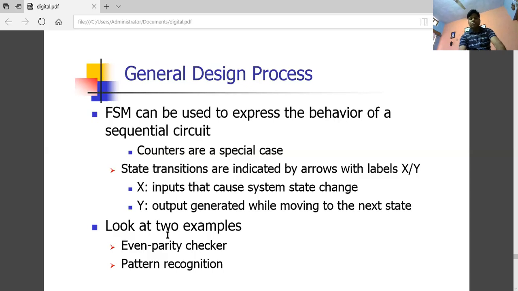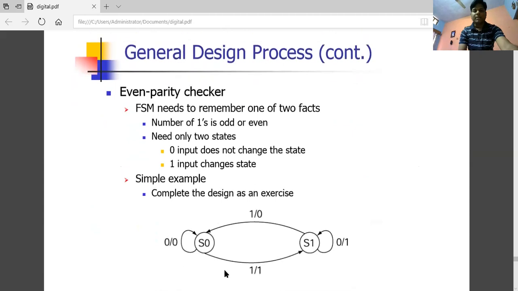So we have to start with two examples. First is the even parity checker, and second one is pattern recognition. The even parity checker is the simple example, and pattern recognition is somewhat more difficult in comparison. So we start with the even parity checker, but we have to solve pattern recognition, which you can process as you solve the even parity checker.